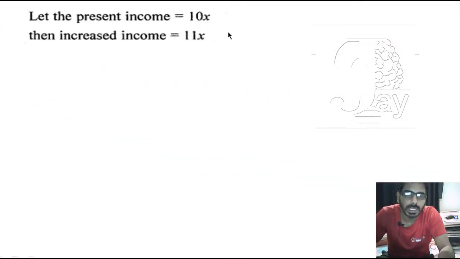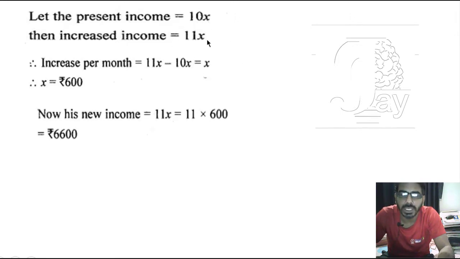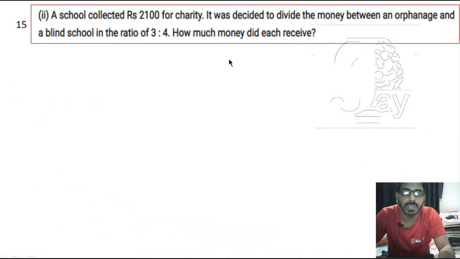So let the present income be 10x, and then the increased income is 11x, and the increase is x. 11x minus 10x is x, and that is 600. So his new income is 11x, and if x is 600, so 11 into 600, we get the new income as 6,600. So it's that simple, you see. Move on to the next question.